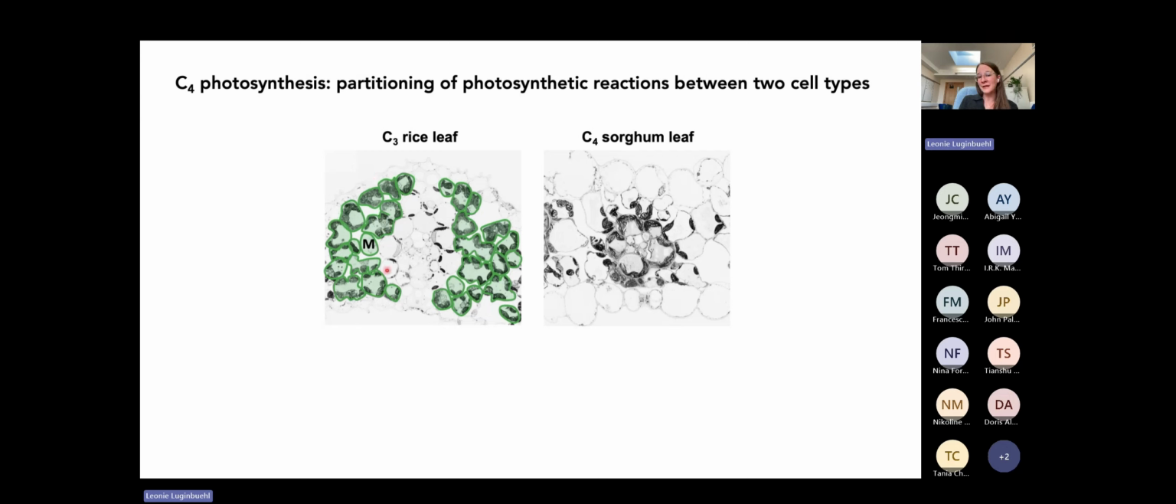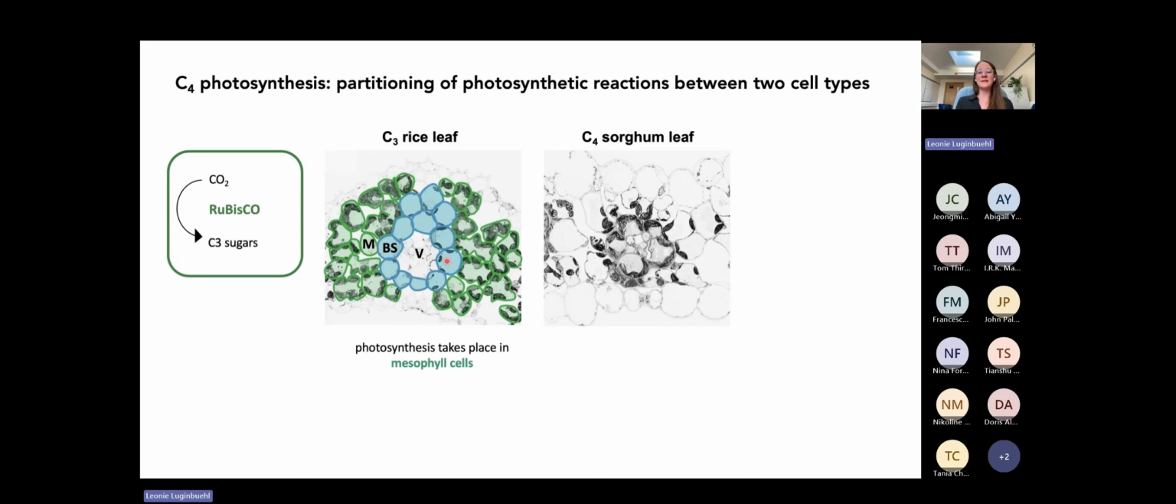And compared to the mesophyll cells, the bundle sheath cells, which surround the vein in the middle here, they contain much smaller chloroplasts, and they're generally less photosynthetic. So in a C3 leaf, photosynthesis takes place in these mesophyll cells. This is where the primary enzyme for carbon fixation, rubisco, is active.